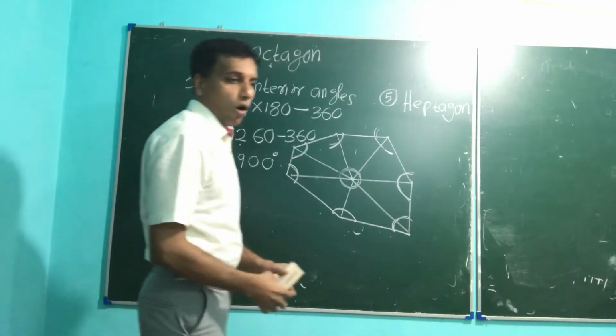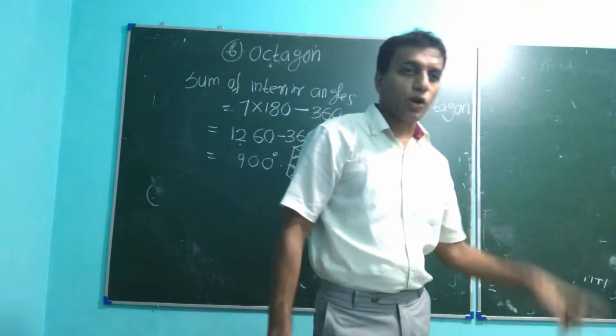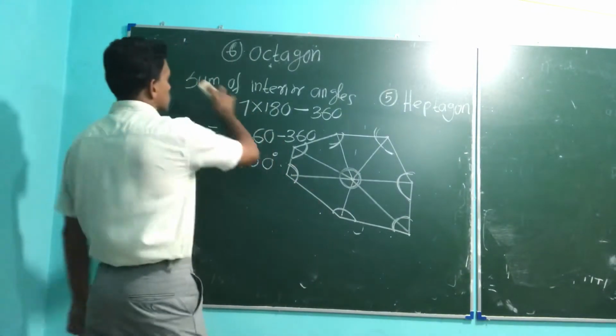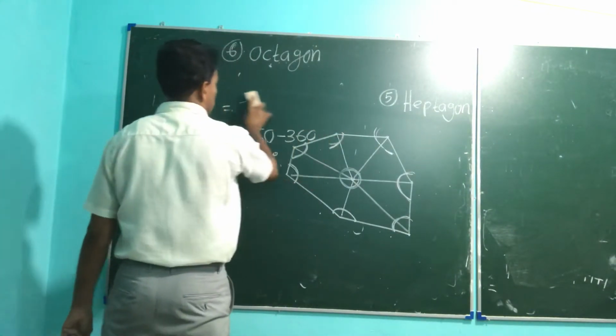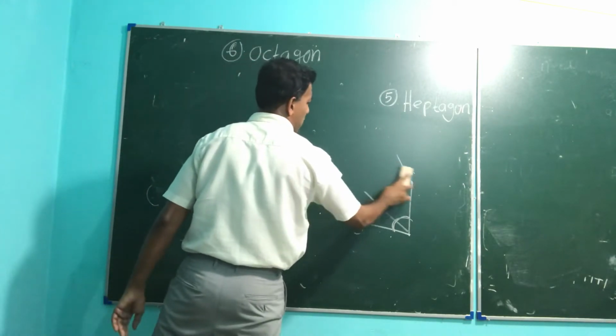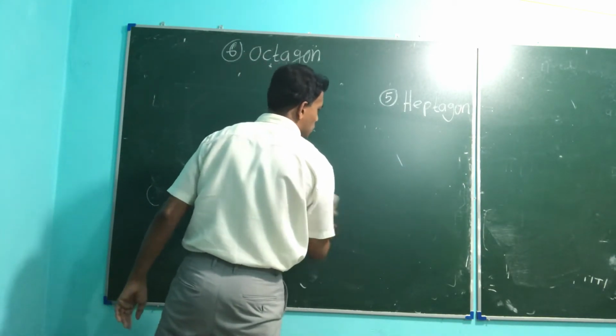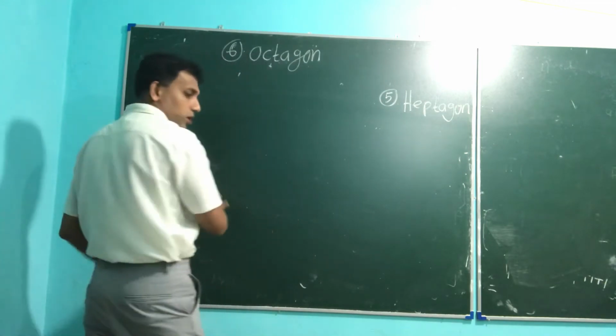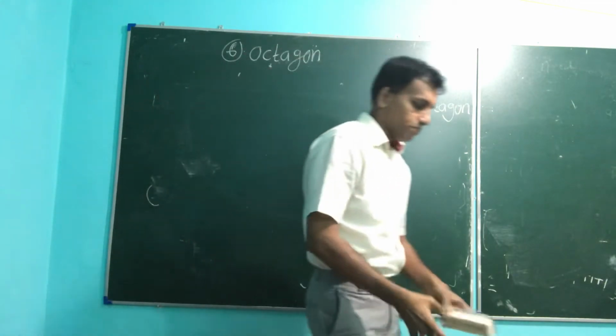So adding all the 8 angles is called an octagon. So try to draw a diagram, very clear. Don't draw a small diagram. Draw as large as possible in the space available in your notebook. That's very clear. So it's homework.